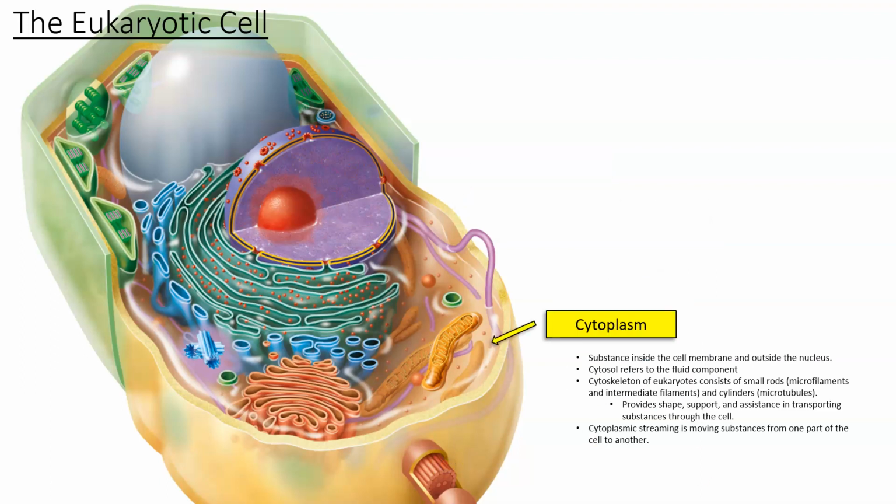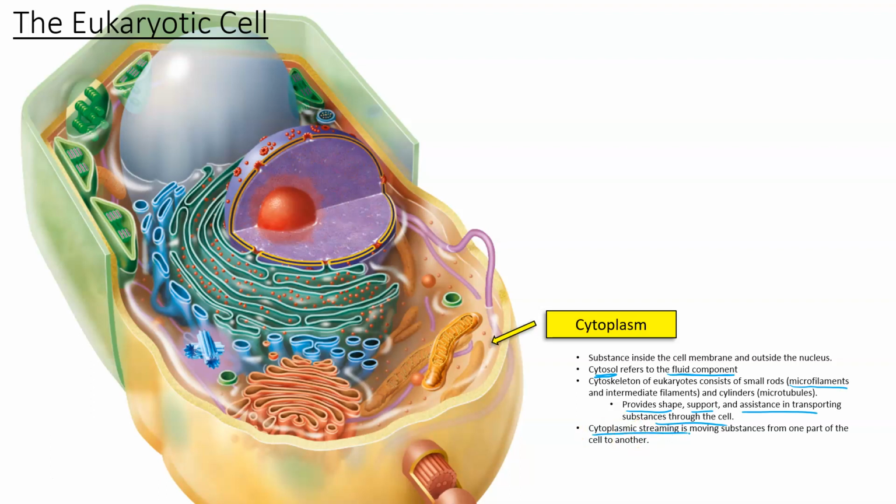Okay. Cytoplasm is the fluid that all of the organelles in a eukaryotic cell are bathed in. Cytosol refers to the fluid component that makes up the majority of this fluid. All of the other types of substances in this fluid are going to be organelles, things like the cytoskeleton, which provides shape, support, and assistance in transporting substances through the cell. It basically is the lifeblood of the cell. It is the transport medium by which all food and water and enzymes and other ions are moved in and around the cell.